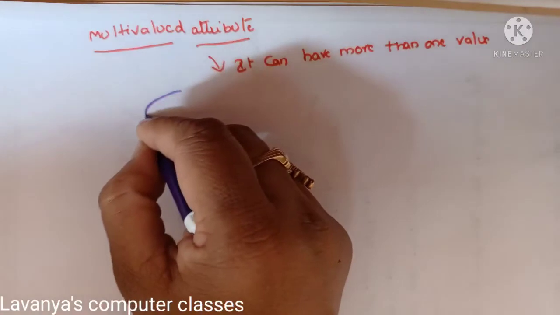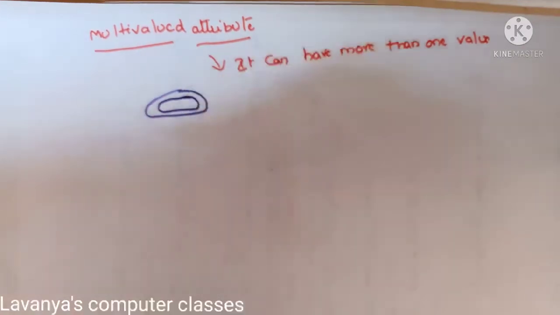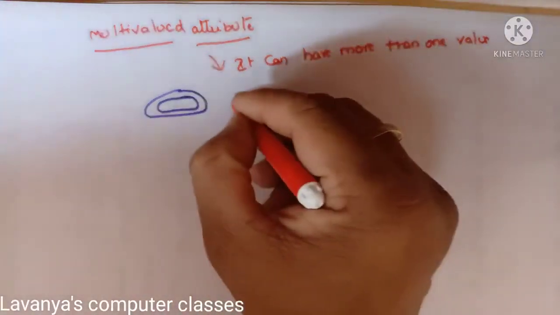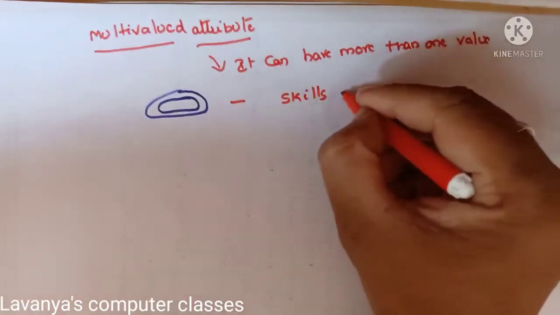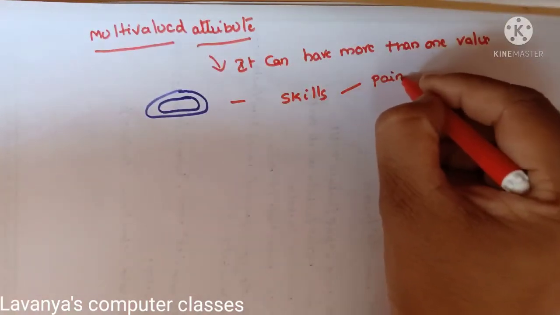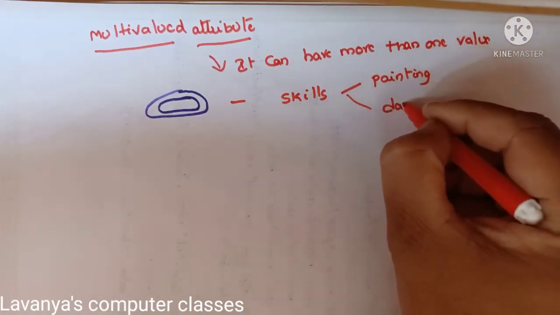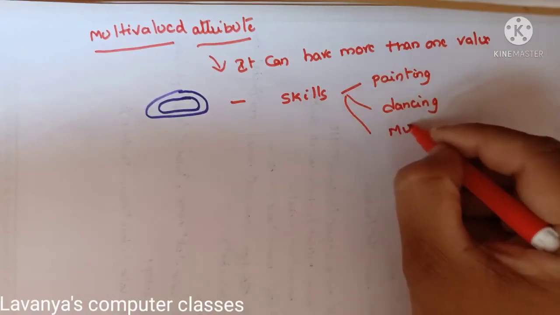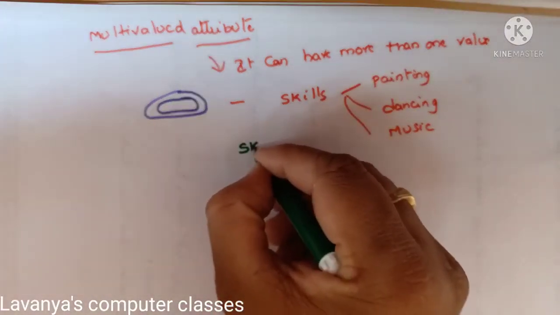So which symbol is used for representing a multi-valued attribute? A double ellipse, many ellipses. A single ellipse is for a single-valued attribute, and two ellipses are used for a multi-valued attribute. For example, skills. Any person can have more than one skill. Some students or persons are interested in painting, dancing, music, etc. So one person can have any number of skills. That is called a multi-valued attribute.